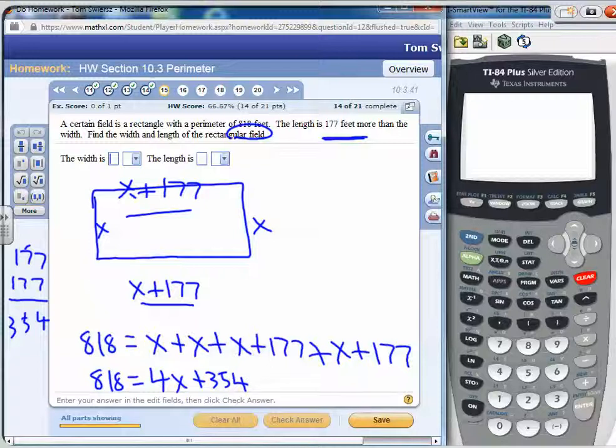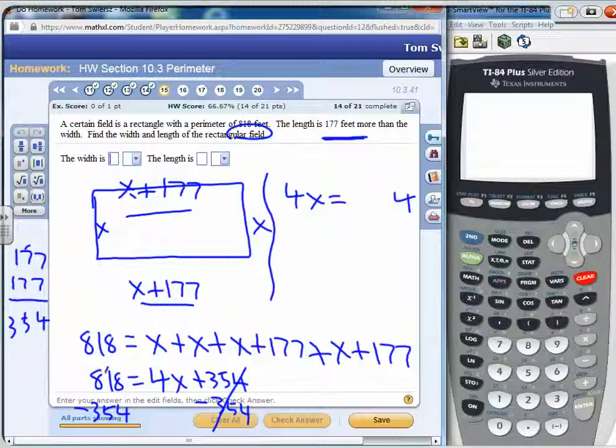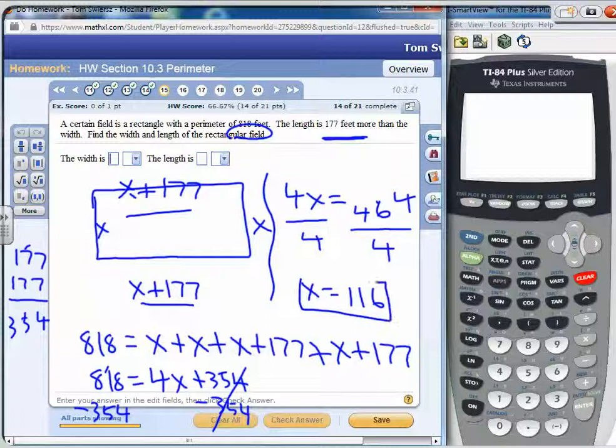Okay, so now solving for x, we'll subtract 354 from both sides. 4x equals 818 minus 354, which will give us 464. Divide both sides by 4 and get x is equal to 116 if you do it on your calculator.